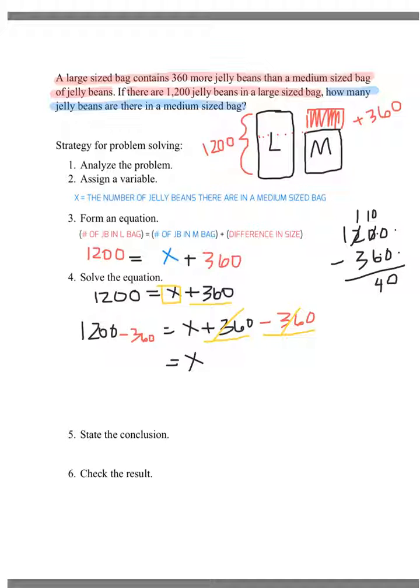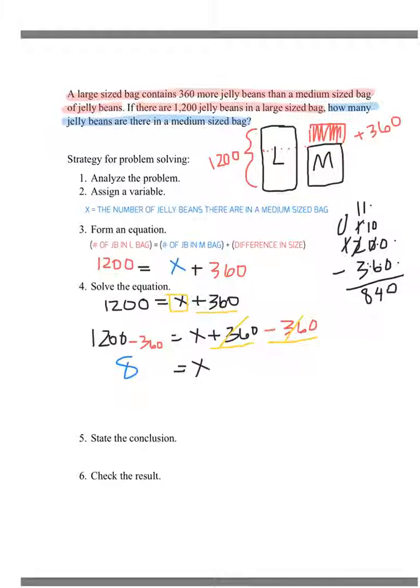Now we want to do the third column. So 1 minus 3. The 1 is less than the 3, so the 1 needs to borrow from the 1 next door. That 1 becomes a 0, and our 1 becomes a 10. Correction, our 1 becomes an 11. So we're going to have 11 minus 3 now, and that's going to be 8. So 1,200 minus 360 is equal to 840. So x equals 840.